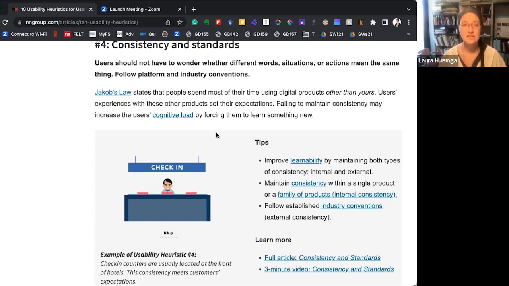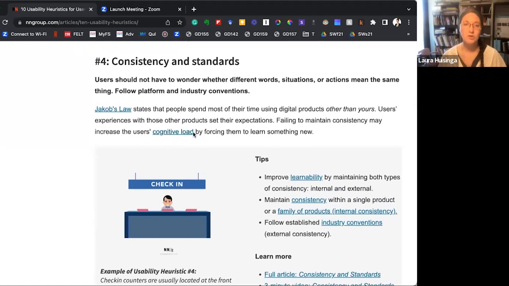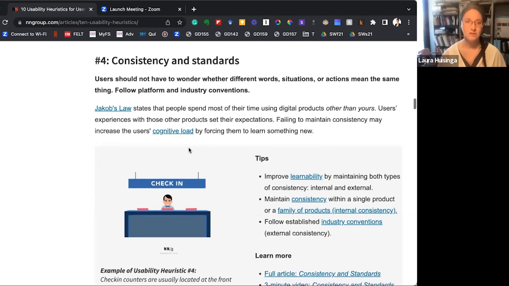Failing to maintain consistency may increase the user's cognitive load by forcing them to learn something new. And as we know, with our cognitive load, we only have the ability to hold so much at one time, right? And the higher our cognitive load is, the more difficult it is to conduct other tasks simultaneously. So if we're failing to maintain that consistency, we might be creating a situation that confuses our users or makes them feel like they're unable to use a product or a service.